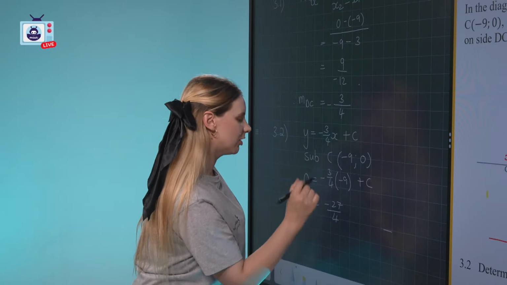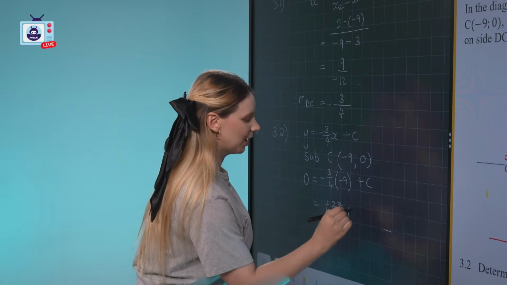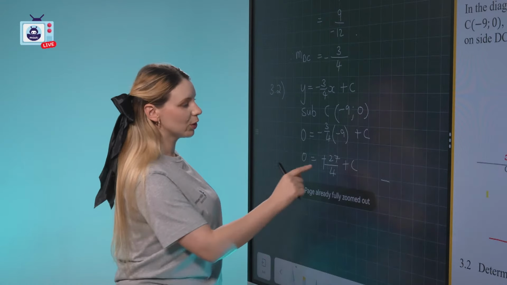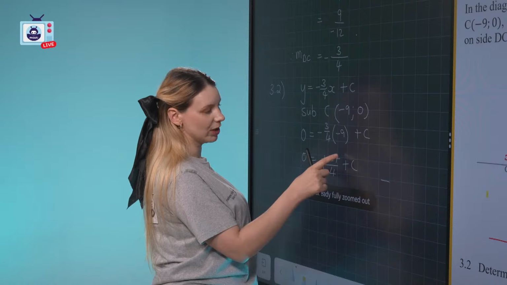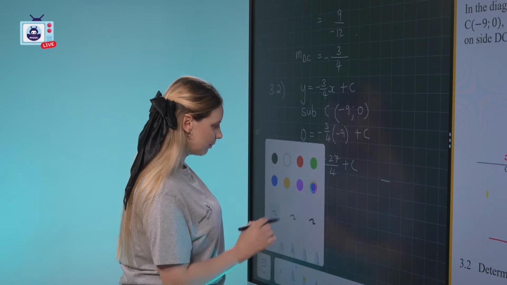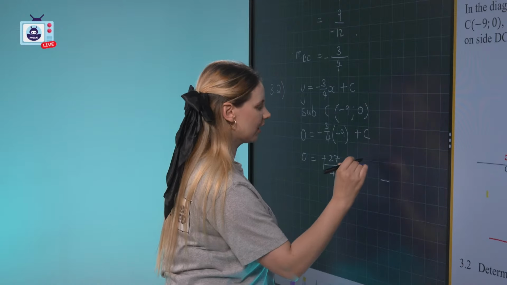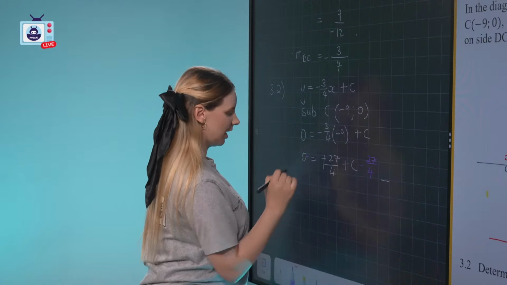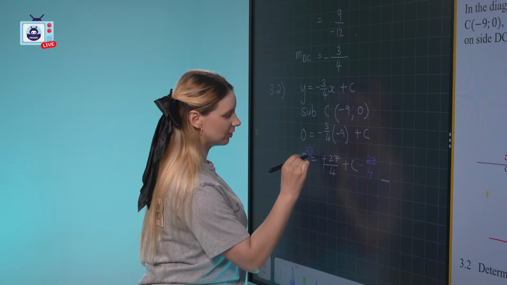Negative times a negative gives me a positive plus C. Right, now we need to find C. So what are we going to do? We're going to get rid of the positive 27 on that side, and we're going to subtract 27 over 4 on both sides. So minus 27 over 4. I'm going to just write it over there.